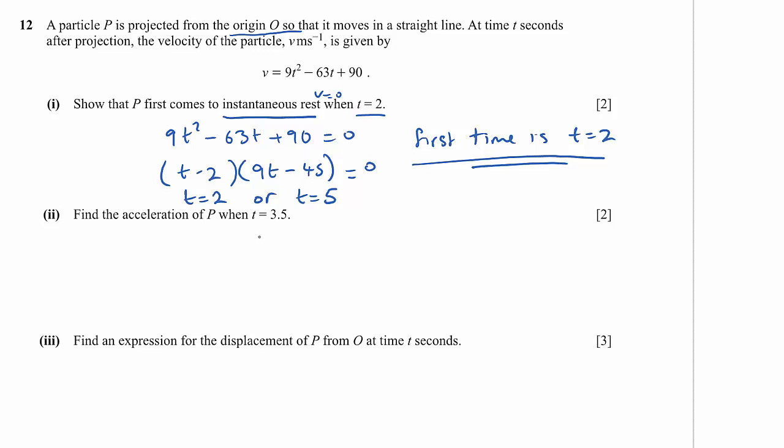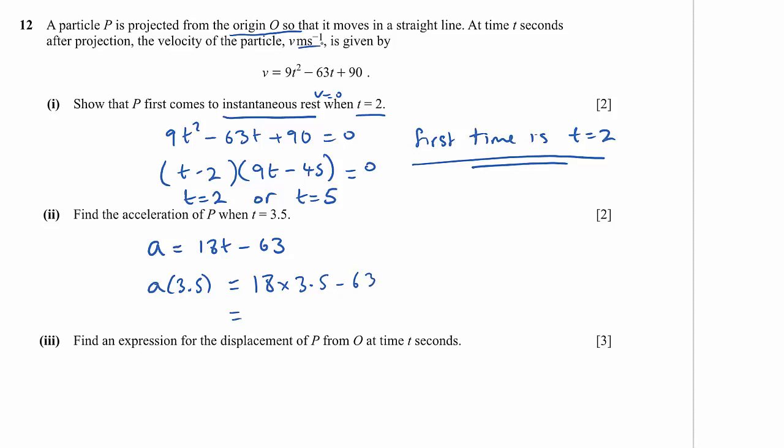Find the acceleration of P when t is 3.5. So to get acceleration from velocity, we differentiate. So that's going to give me 18t take away 63. The 90, of course, will disappear. And so a of 3.5 is 18 times 3.5 take away 63.